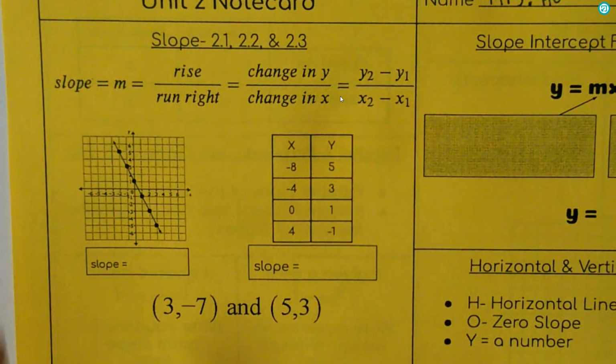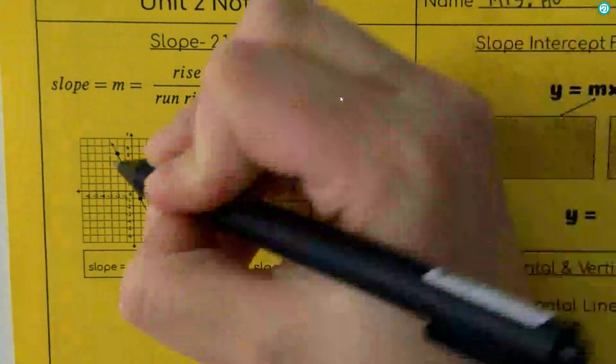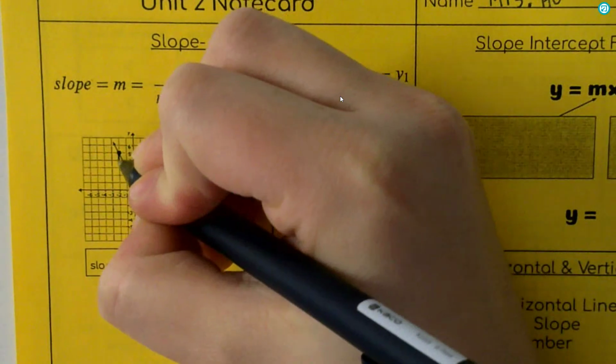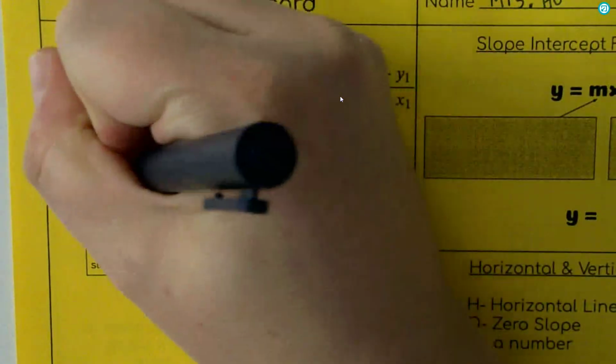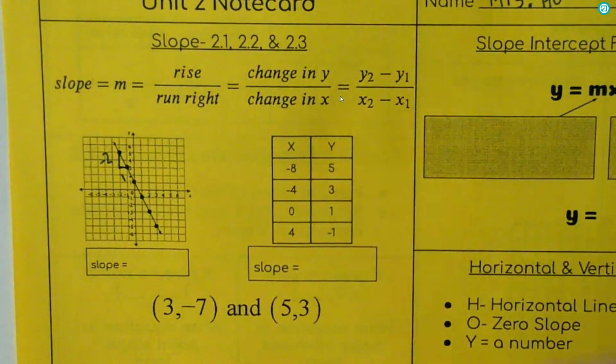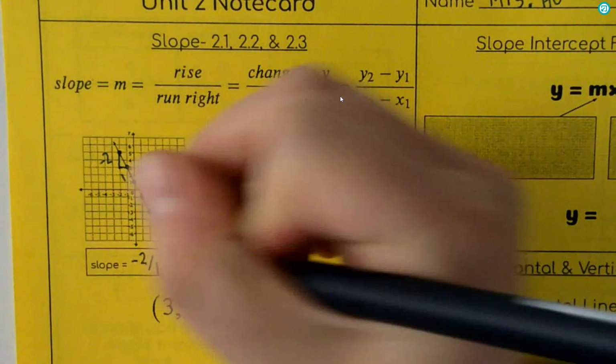This first one, a graph. To count that, we count rise over run. So this is a negative slope. We go down and to the right. We go down 2 and right 1. So our slope there would be negative 2 over 1.